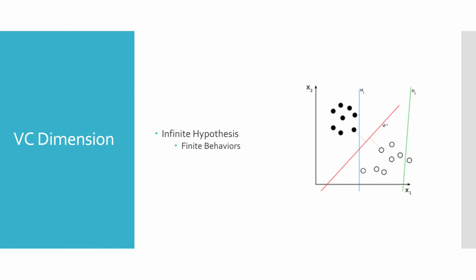If we're talking about a linear classifier, we just said that there's an infinite number of linear classifiers, but there's only a finite number of ways that we can classify the data we've been given.